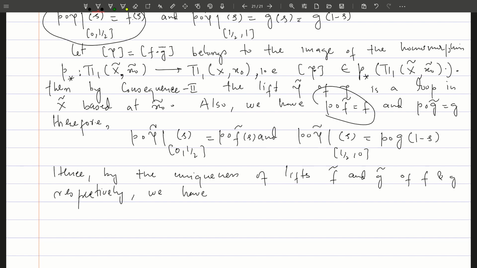Therefore we have f tilde of s will be gamma tilde of s by 2, because this is restricted over 0 to half, and the g tilde of s will be gamma tilde of 1 by 2 of 2s minus 2 minus s.